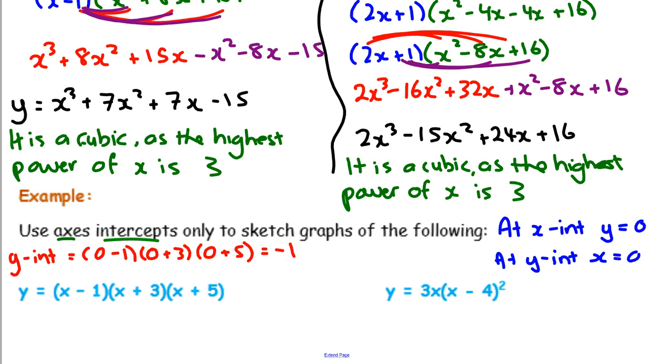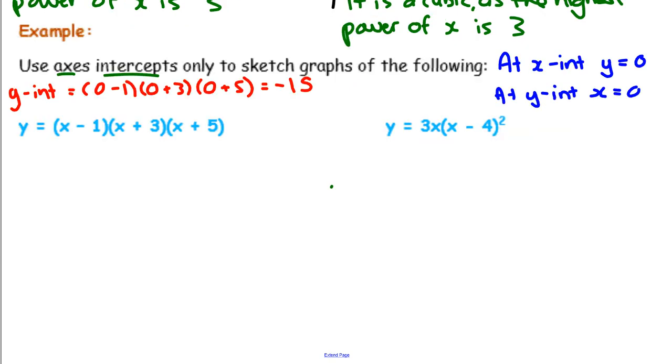Beauty. And now remember, at the x-intercept, y equals 0. So I'm going to be lazy. I'm just going to say this thing equals 0. Go straight to that. Save some space. So if that equals 0, notice x minus 1, if that equals 0, x equals 1. X plus 3, if that equals 0, x equals negative 3. X plus 5, if that equals 0, x equals negative 5. So we've got our three x-intercepts and we've got our y-intercept.